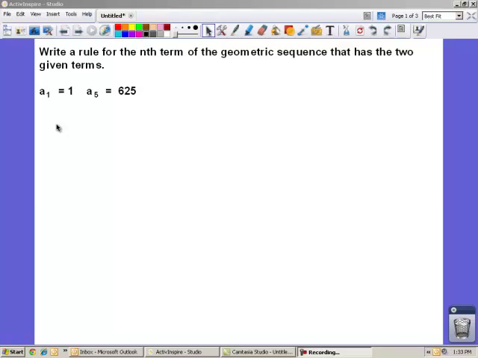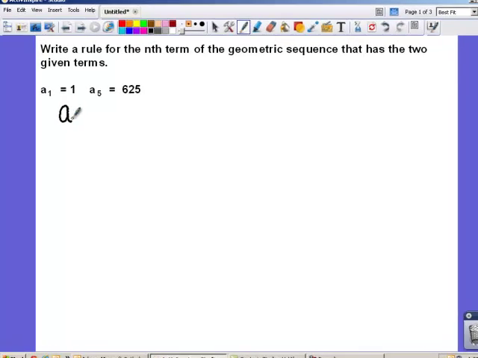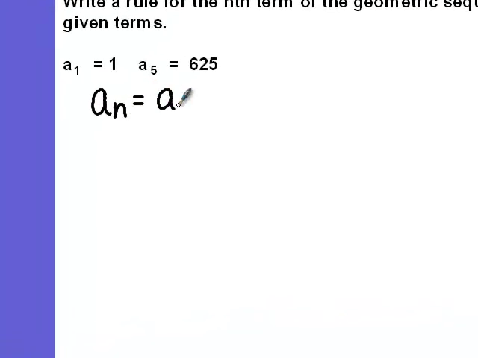This is 7.3 Part B. What we're going to do is write a rule for the nth term of the geometric sequence that has the two given terms. So actually we've done this already with arithmetic sequences. We're now going to do it with geometric. So we're going to set up our equation just like we've done before, and this is the equation that we're going to follow for each one.